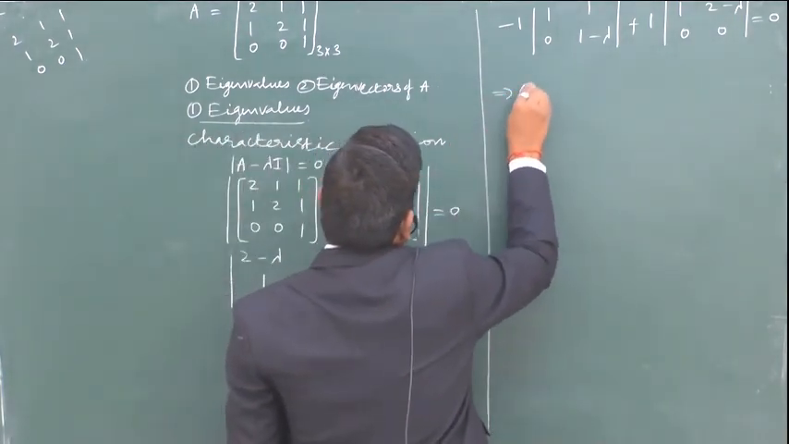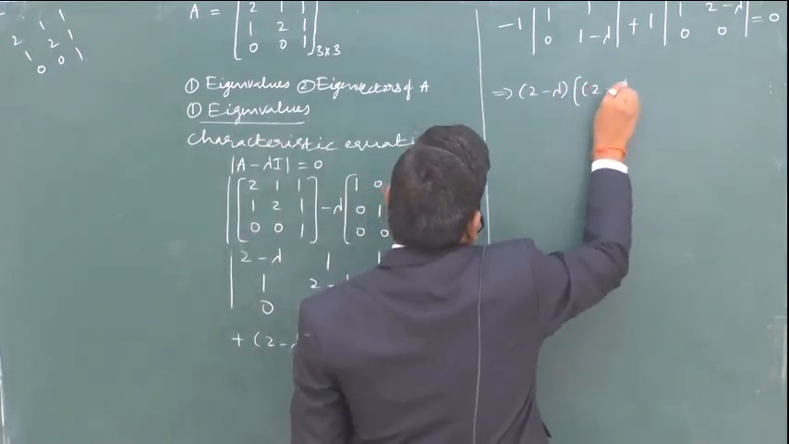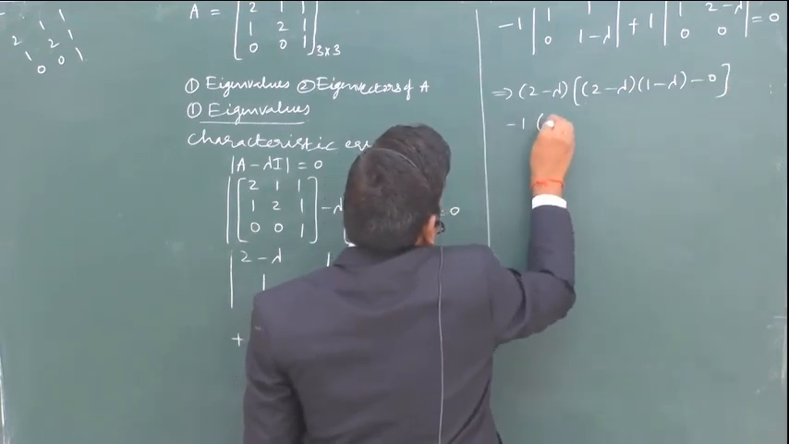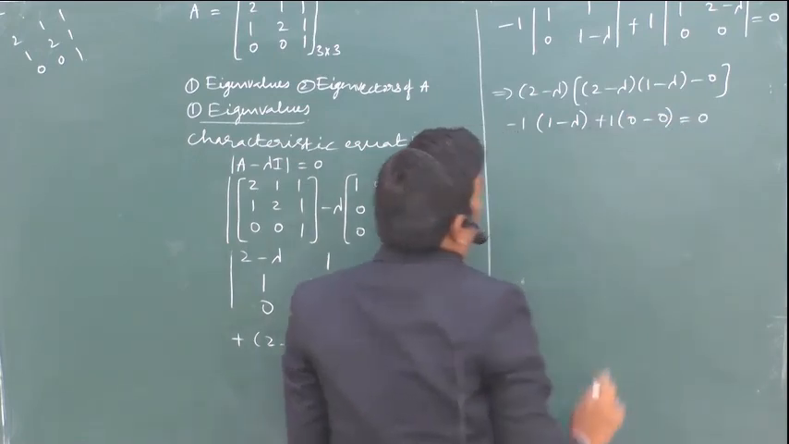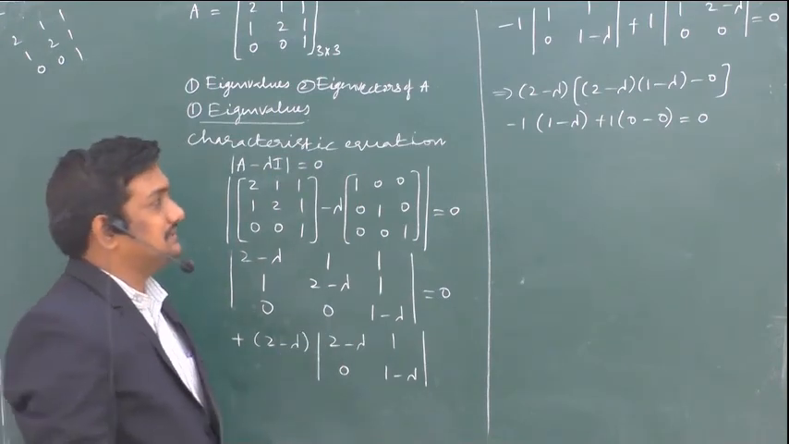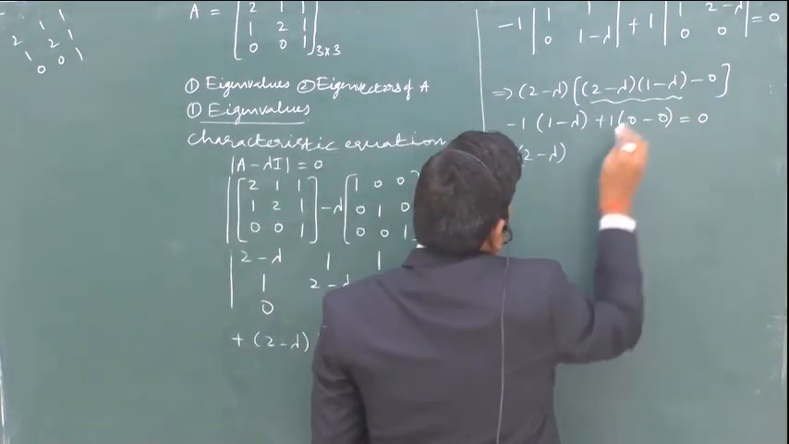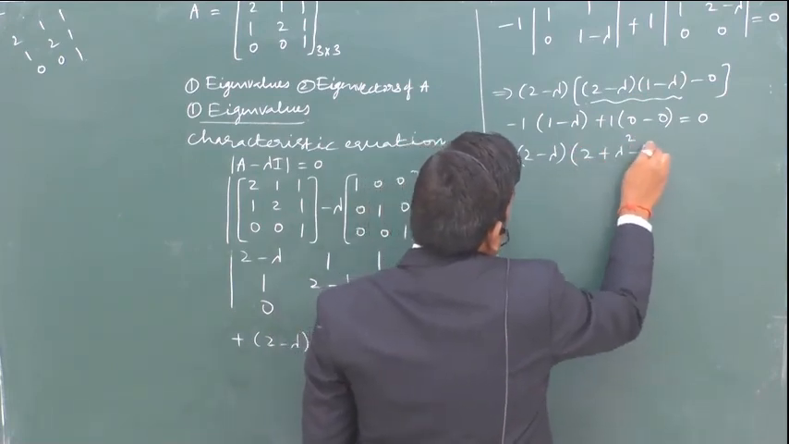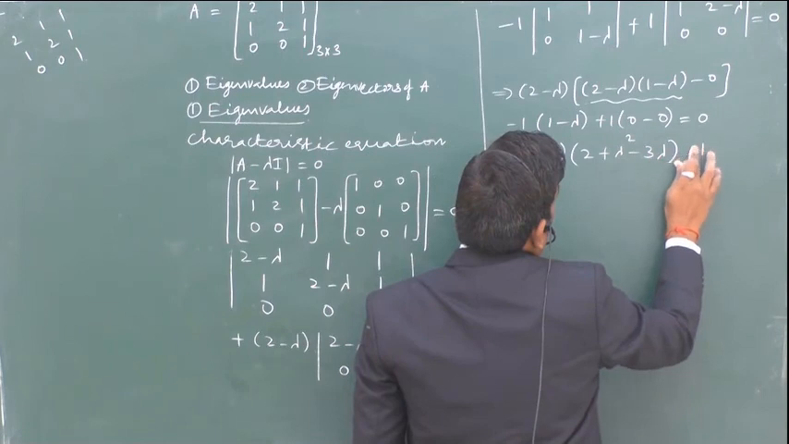Now it will be 2 minus lambda into AD minus BC. It will be 2 minus lambda into 1 minus lambda minus 0, minus 1 into 1 minus lambda, plus 1 into 0 minus 0, equals 0. Now you need to simplify this equation. It will be 2 minus lambda, multiply these two factors. It will be 2 plus lambda square minus 3 lambda, and it will be minus 1 plus lambda equals 0.